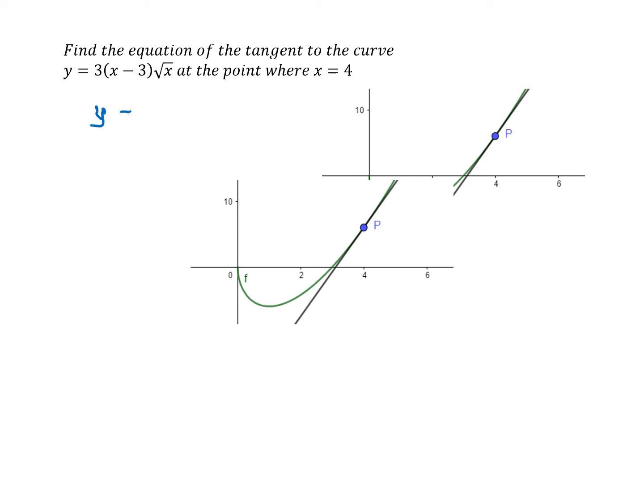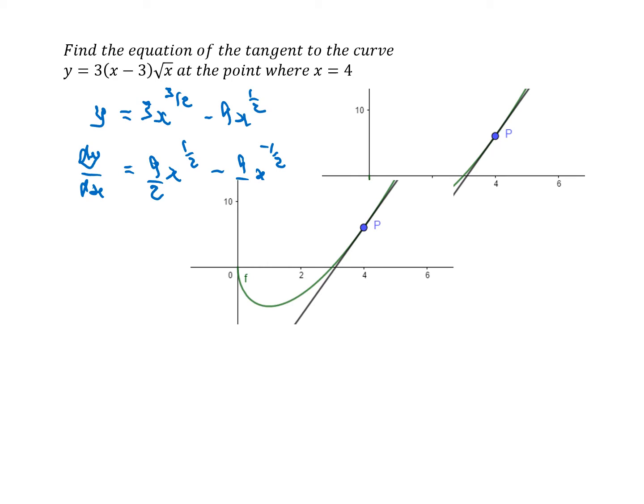So y equals 3x to the power 3 over 2 minus 9x to the half. So when I differentiate that, multiply by the power, 9 over 2, reduce the power by 1, and multiply again by the power, get 9 over 2 again, reduce the power by 1, they get minus a half. So I've got an expression for y and an expression for dy dx now.